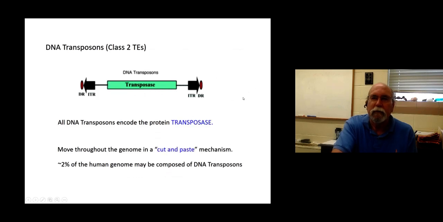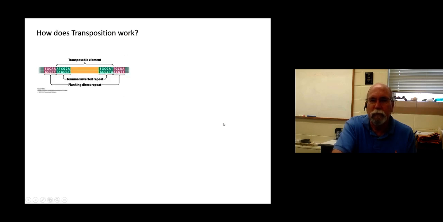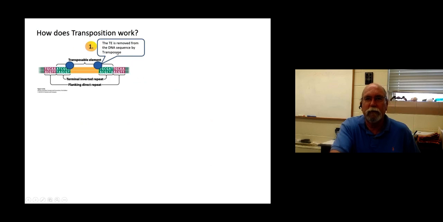Now the class 2s are the ones that again are less common in mammalian systems, but they're present, and they're very common in other systems. These produce a protein known as transposase, and they sort of help it move through the system. The way it works is like this. In fact, all of them produce a transposase. Transposase is an enzyme that helps them actually do all this.